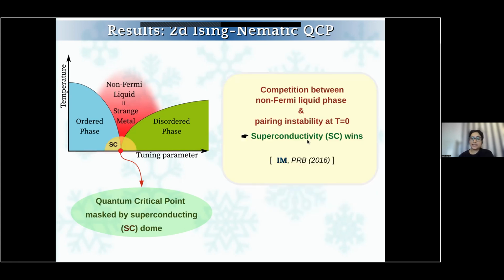Next, I decided to look at the competition between the non-Fermi liquid phase and the pairing instability at zero temperature. And my results showed that superconductivity always wins. This explains why generically in experiments, we do not see a naked quantum critical point, but we always see a superconducting dome hiding it.